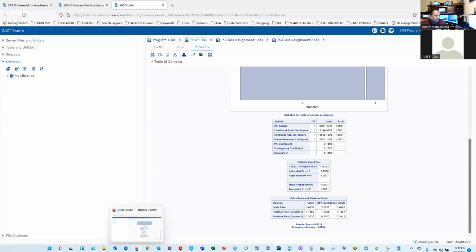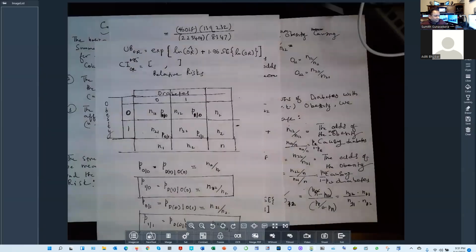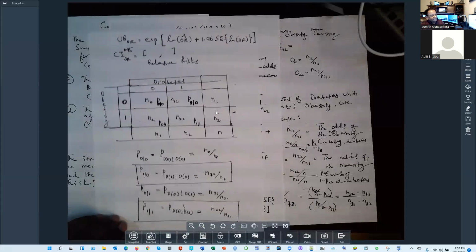Its counterpart is the relative risk. What is relative risk? Instead of comparing odds, where this is divided by that or that is divided by this, I'm going to take this and divide it by its grand total. That's called the risk.